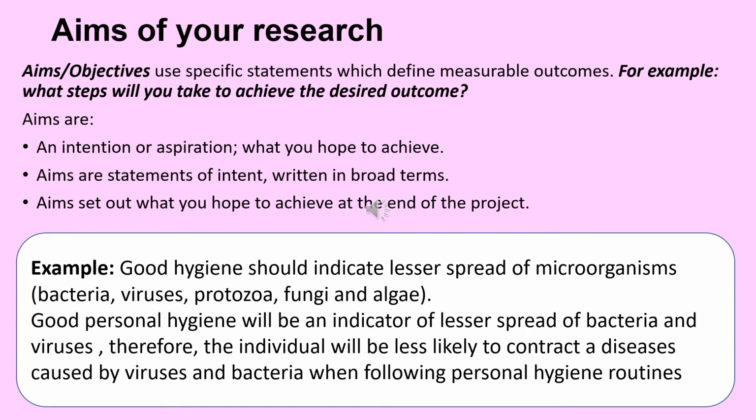An example could be, good hygiene should indicate lesser spread of microorganisms such as bacteria, viruses, protozoa, fungi, and algae. Good personal hygiene will be an indicator of lesser spread of bacteria and viruses. Therefore, the individual will be less likely to contract a disease caused by viruses and bacteria when following personal hygiene routines. Some of you may decide to use 2 or 3 objectives instead of a research question, and that could be absolutely fine. All you need to do is check with your lecturer.